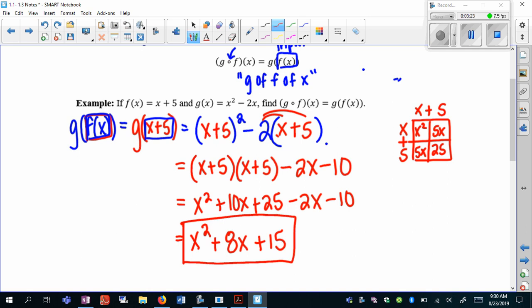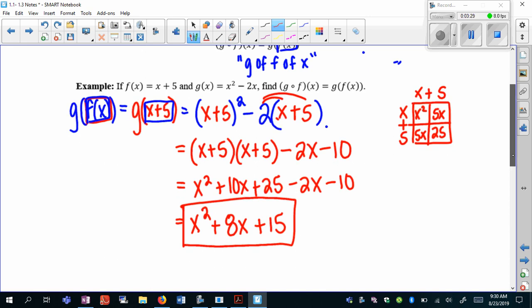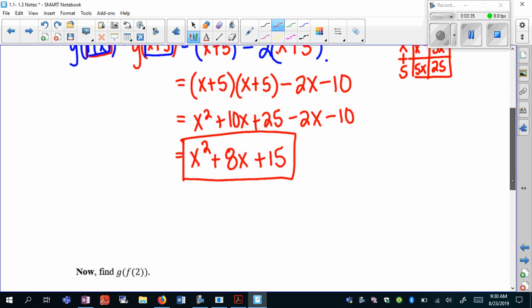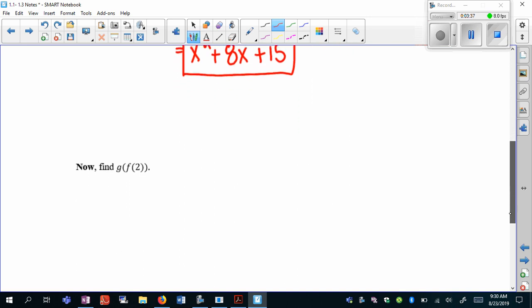Now, it can go the other way too. So I could swap these. I could say f of g of x, and then the order would be different. So the main thing is you always work from the inside to the outside. So inside out is how you're doing these. If you look at this example here, now it's asking us to find g of f of 2. So instead of giving our answer in terms of x, we're going to give our answer as a number.